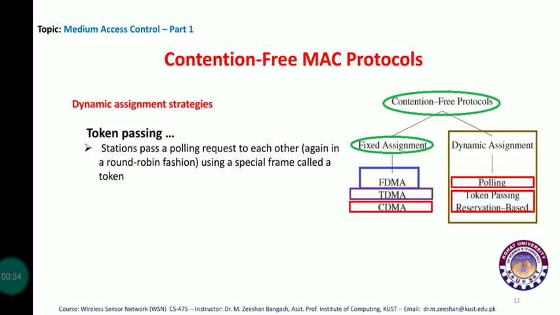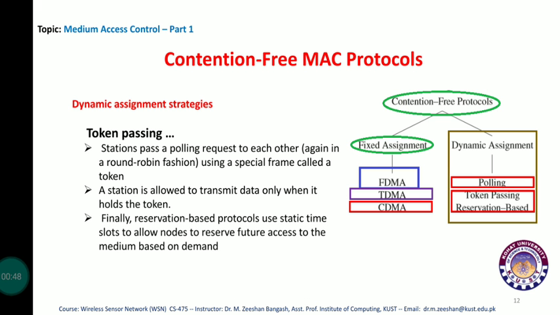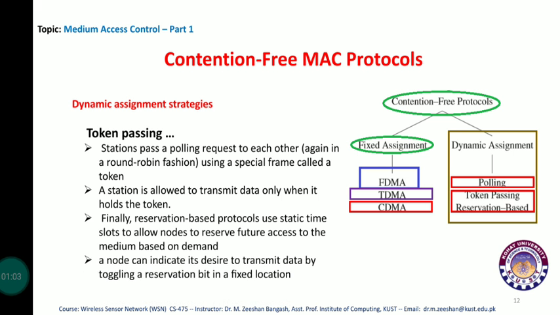Stations pass a polling request to each other using a special frame which is called a token, and then a station is allowed to transmit data only when it holds that token. And finally, the reservation based protocol uses time slots in order to allow nodes to reserve future access to the medium, based on demand. So a node can indicate its desire to transmit data by toggling a reservation bit in a fixed location.